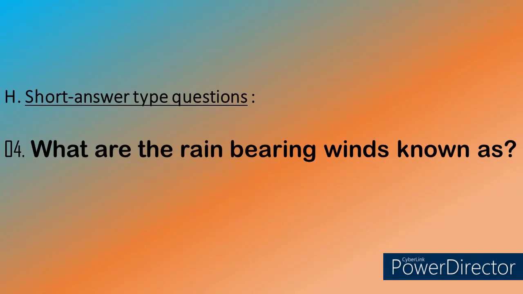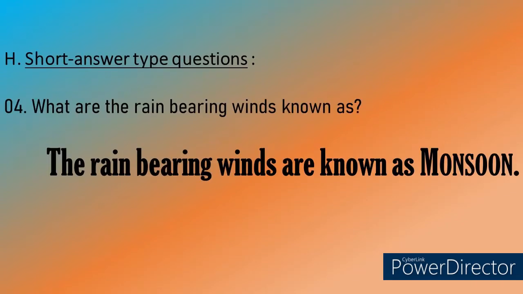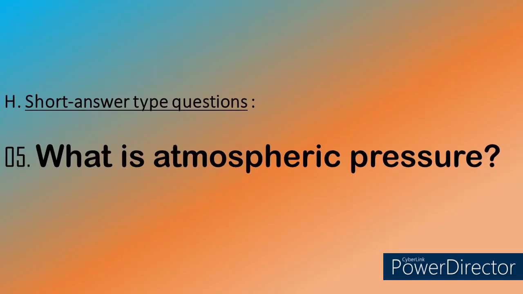Then fourth question is, what are the rain bearing winds known as? The answer is monsoon. That is, the rain bearing winds are known as monsoon. So simple, we call them monsoon winds, that is the winds which bring rain.